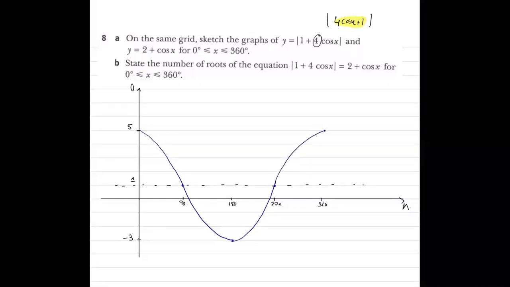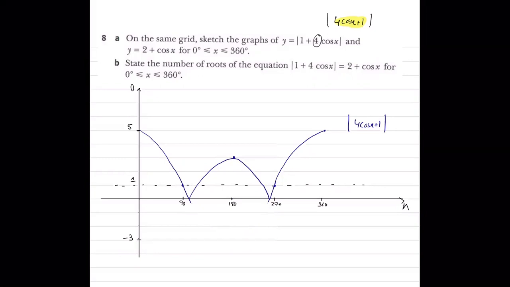Okay, this is 4 cos x plus 1. But if I want to draw the mod graph, then this point coordinate of -3 is going to be reflected upward as +3. So -3 is going to reflect at +3. So the graph is going to take a turn from here, and you can erase the bottom part.